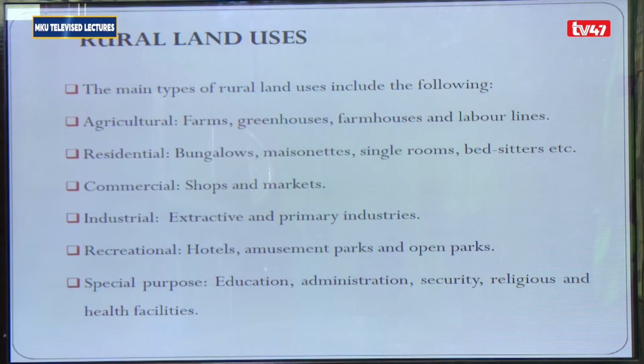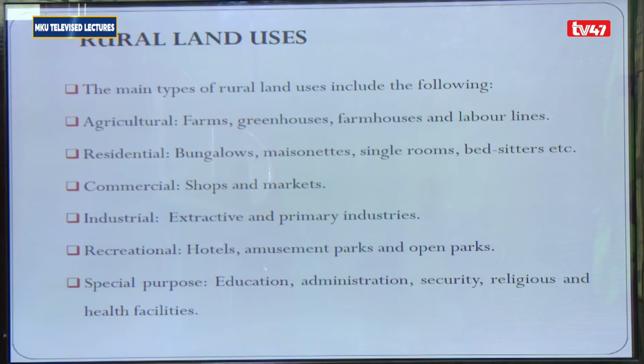Rural land uses, mainly the main one is agricultural, whereby we have farms. We can talk about farming or livestock keeping, greenhouses, the type of structures found there, farmhouses. Farmhouse is the main building where the manager of the farm stays. We are not referring to it as a residential house. It's a farmhouse because the main activity of this user is agricultural, and therefore the aim of this house is to ensure that the farm is managed in the best way possible, and that's why we call it farmhouse.